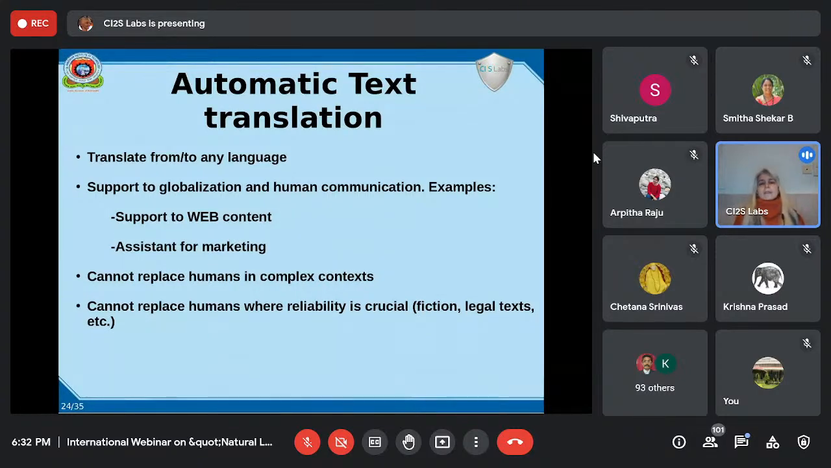One of the applications of natural language processing in general is automatic text translation. I had told you about this previously. You can translate from or to any language. You can this way support automatic web translation, web content translation. You can build assistants for marketing in several languages or even in your native language. You have to note here that we will not replace humans in complex contexts because we can't provide pragmatics. We can't cover complex sentences here.